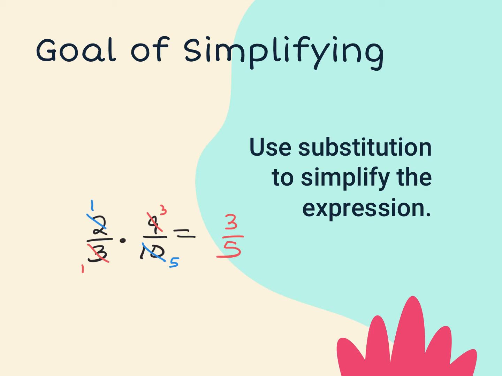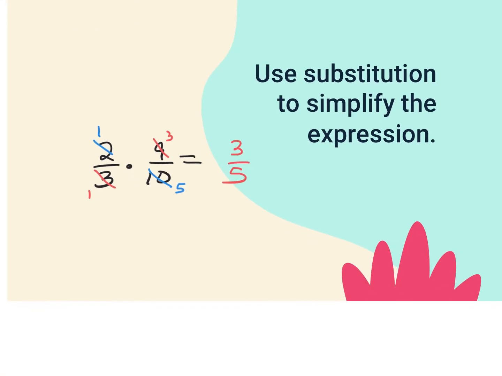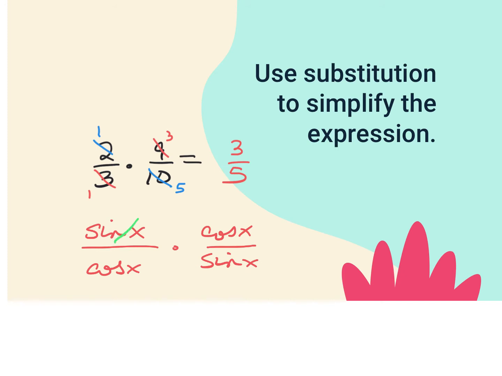We're going to be doing the same thing, but without just numbers. They're going to be the trig functions. So for example, if I have sine x over cosine x times cosine x over sine x, I can simplify diagonally here. I can make the sine x's both 1s and the cosine x's both 1s.